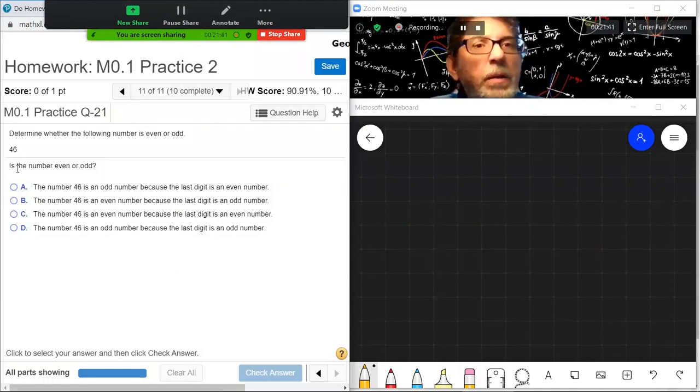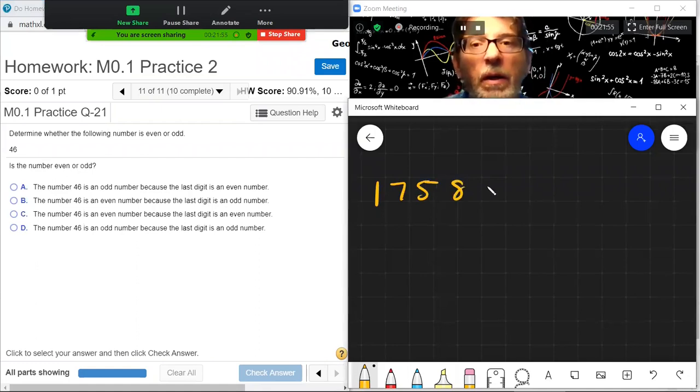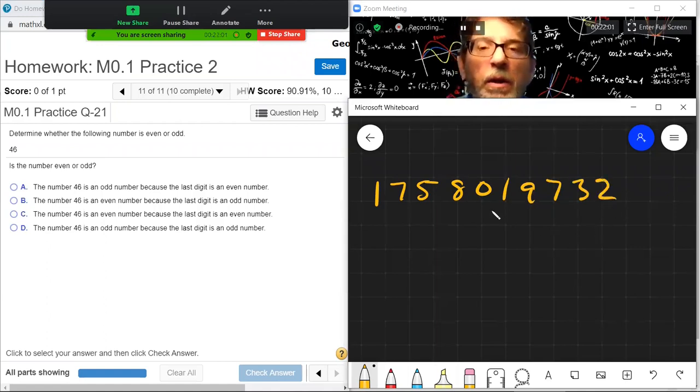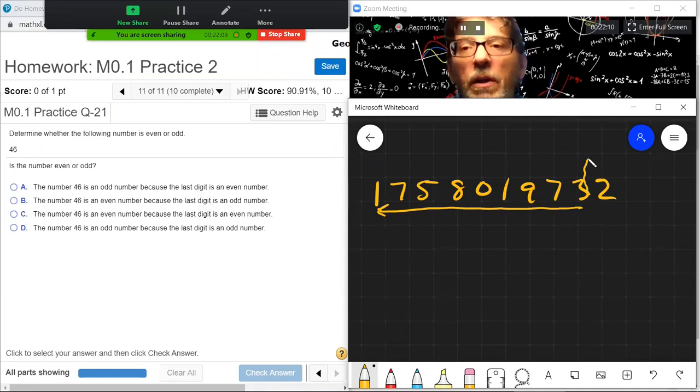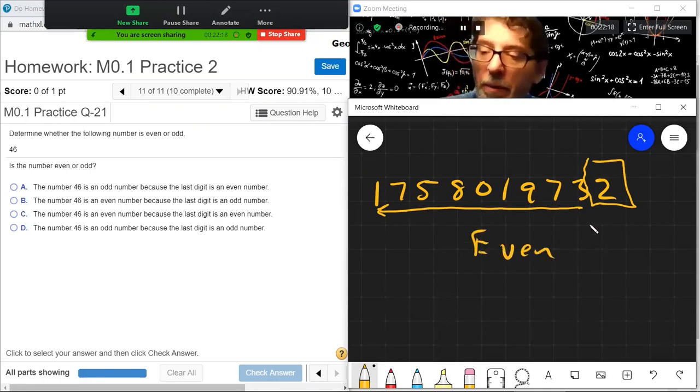Okay, and then finally, number 11 here, determine whether the following number is even or odd. I really don't care how big it is. So, for example, let's say we have this number. Is this odd or even? I could care less about all these digits here. That's all I care about right there. It's 2, it's even. So it doesn't matter how big the number is. We're looking at the rightmost digit, the ones digit.